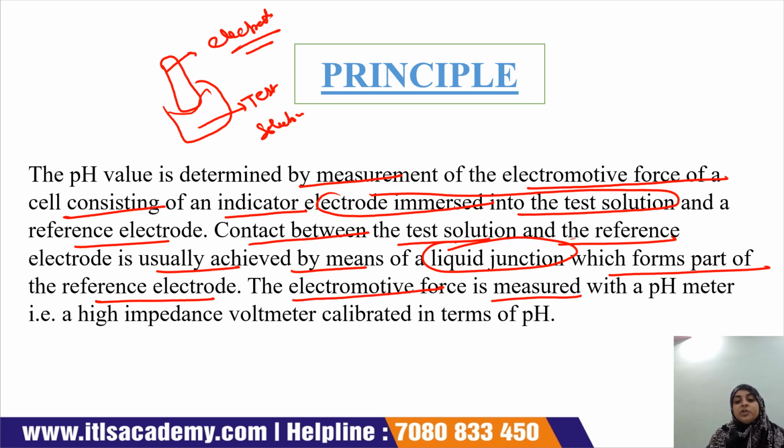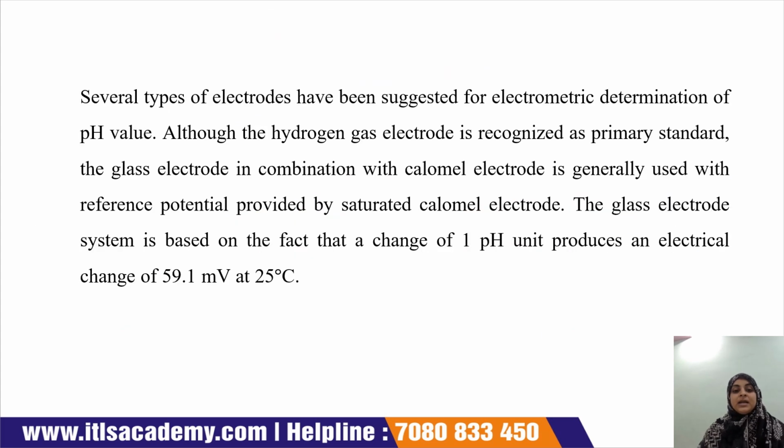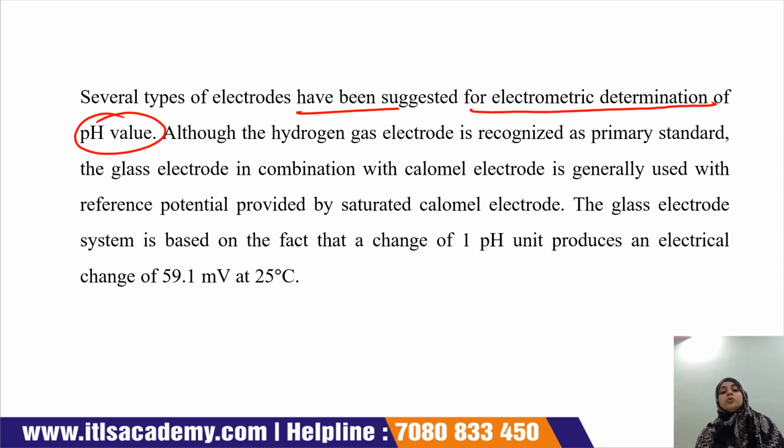Electromotive force is measured with a pH meter, that is a high impedance voltmeter, which is calibrated in terms of pH. Now, the next is that several types of electrodes have been suggested for the electrometric determination of the pH value. There are lots of electrodes in the market which are suggested for measuring the pH value by the electrometric method.